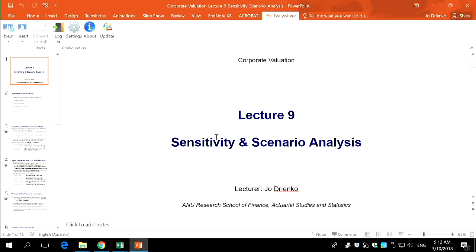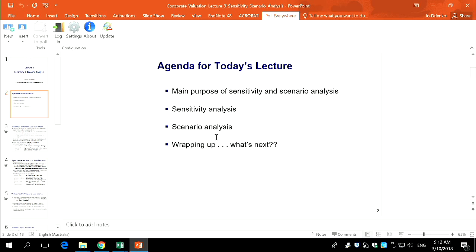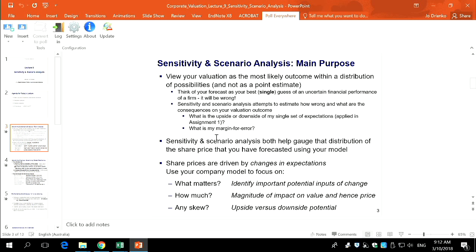But it can be important for a number of reasons. Let me talk about the main purposes of sensitivity and scenario. It's to really answer the question, what if? That's the main purpose of the analysis. It's to ask, what if my growth forecast for JB Hi-Fi is not 4% over the next 5 years like I predicted? What if it's 0? What if it's 1%? What if it's something less or something more?